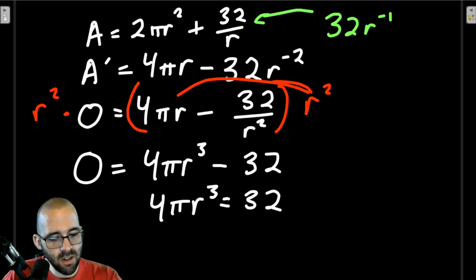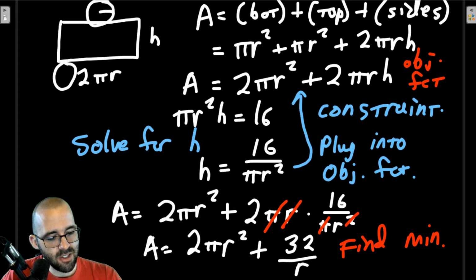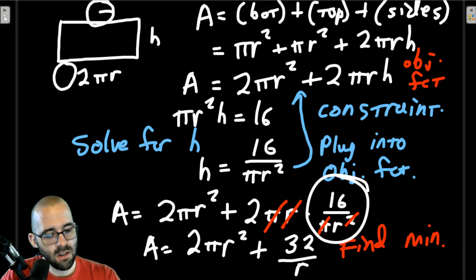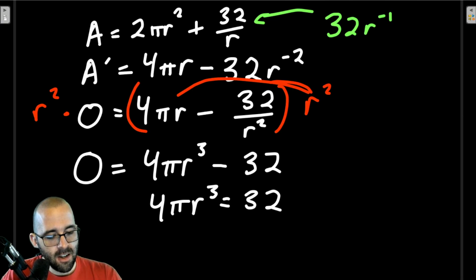Am I missing a pi somewhere? I'm not, right? I'm just getting a little nervous. I want to check my work. The area was pi r squared. The sides was 2 pi r h. That's right. The volume is pi r squared h equals 16. Solve for h, divide by everything else. And then when we plug it in for h down here, there was only 1 pi and they're going to cancel. All right. Well, we'll check our answer at the very end and we'll see how we're doing.